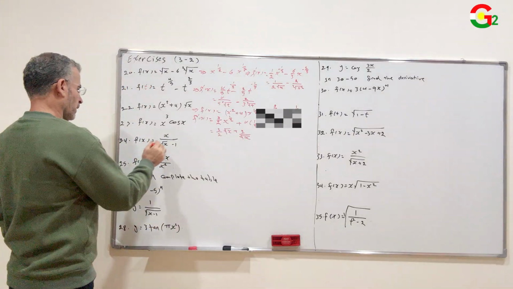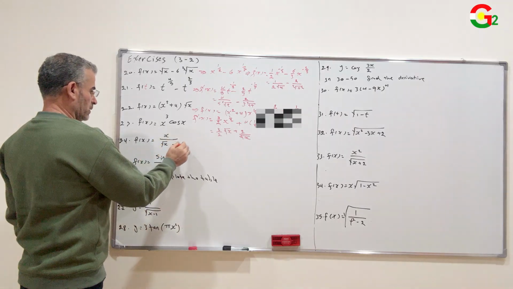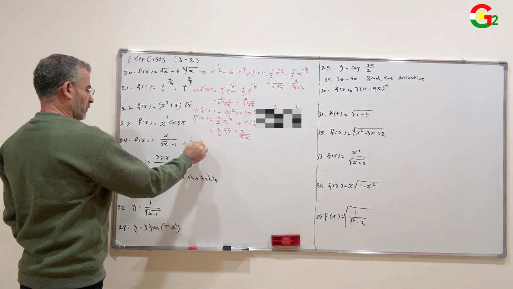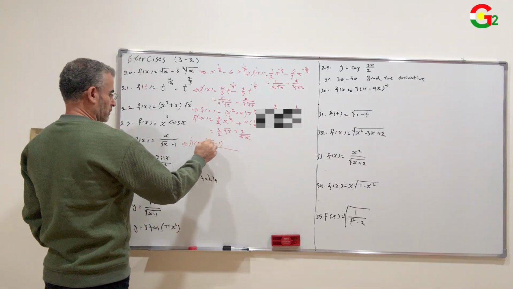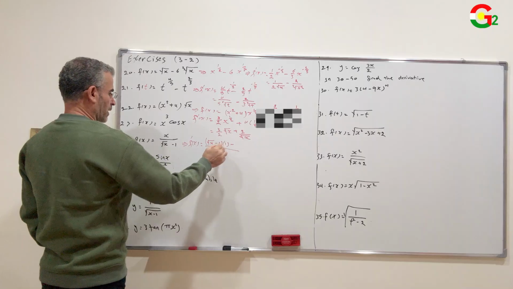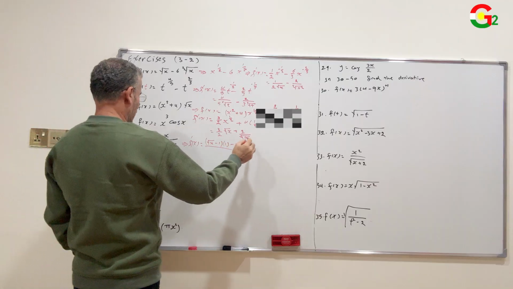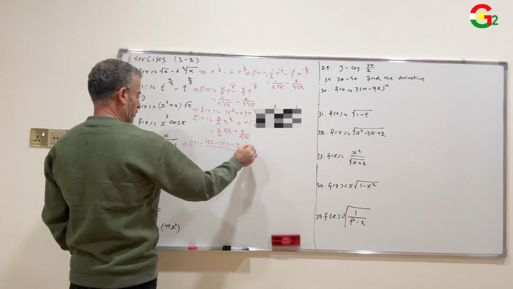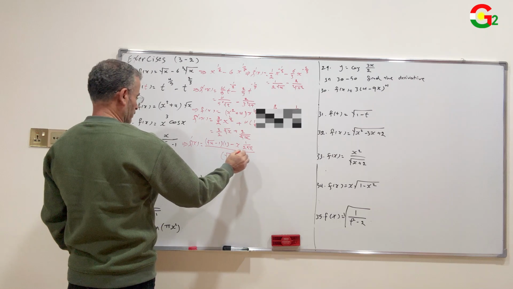Question number 24. F of x equal x over square root x minus 1. Apply the derivative of the division of two functions, f prime of x equal to square root x minus 1 times 1 minus x times 1 over 2 square root x, over square root x minus 1 power 2.